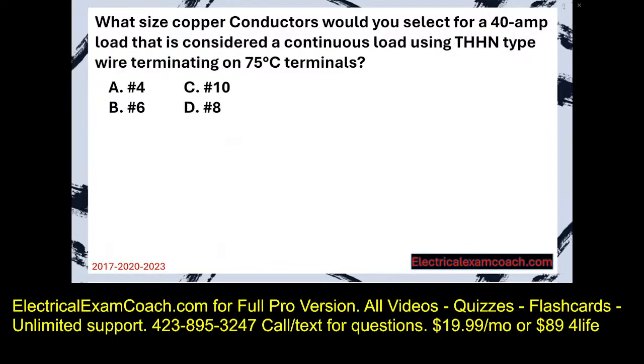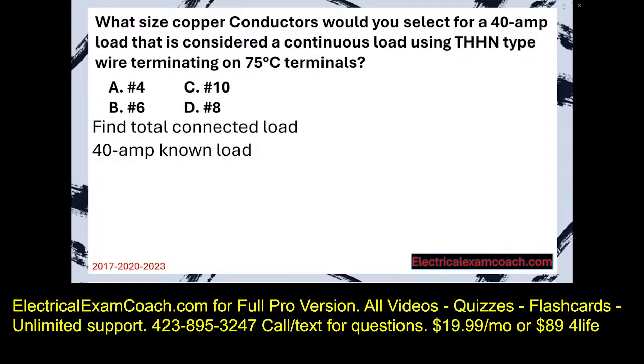What size copper conductors would you select for a 40 amp load that's considered a continuous load using THHN type wire terminating on 75 degree C terminals? Step 1, find the total connected load. In this case, our starting known load is 40 amps.